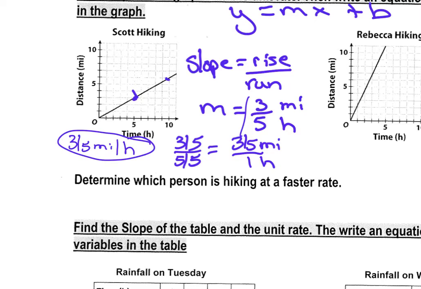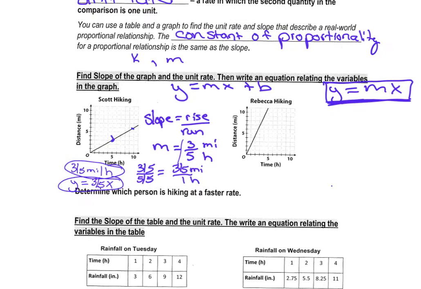But let's write our equation. Y is going to equal what? 3/5 x, right? Yep. All I do is put that slope in front of my x value. And our y equals mx.